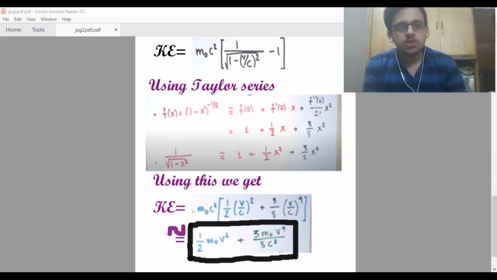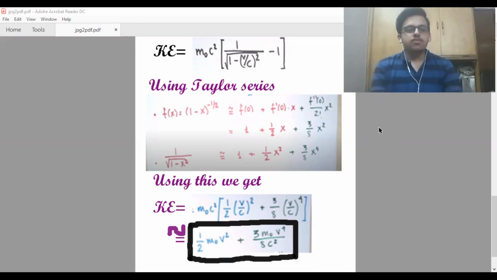Now we put x equals v by c, and using the Taylor series we get (1 minus x) to the power minus 1 by 2 equals f of 0 plus the first derivative of f times x, then the second derivative upon 2 factorial into x squared. Then we get 1 plus x by 2 plus 3x squared by 8. Now we finally have kinetic energy equal to m naught c squared into [half v squared by c squared plus 3 by 8 v to the power 4 by c to the power 4]. Then we finally get kinetic energy as half m naught v squared plus 3 m naught v to the power 4 upon 8 c squared.